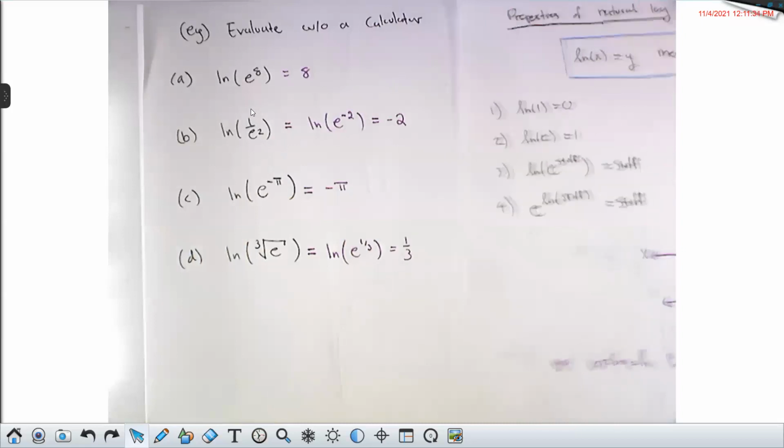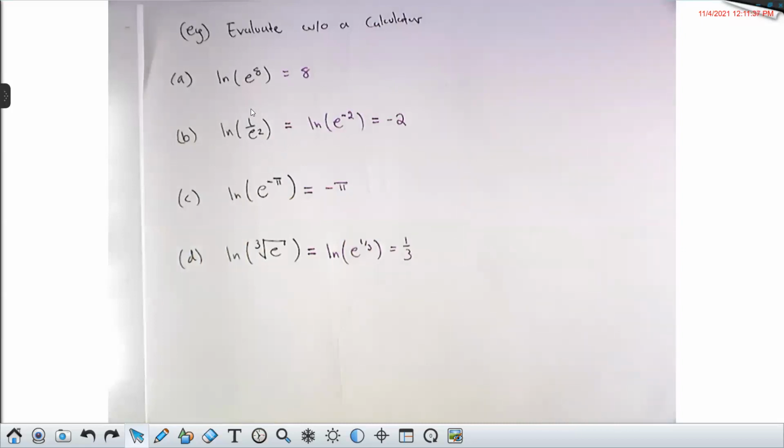Okay. So remember, ln is just a shorthand for log base e. So all the same rules apply. We just write it as ln to save a little bit of time.